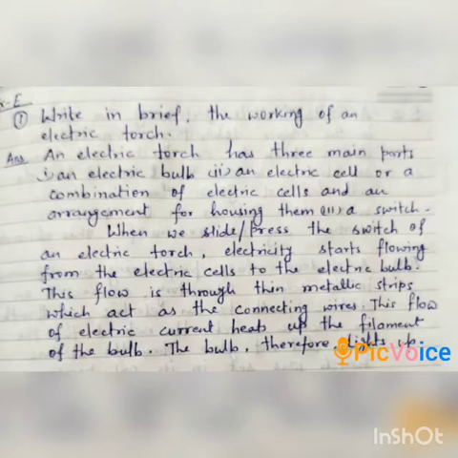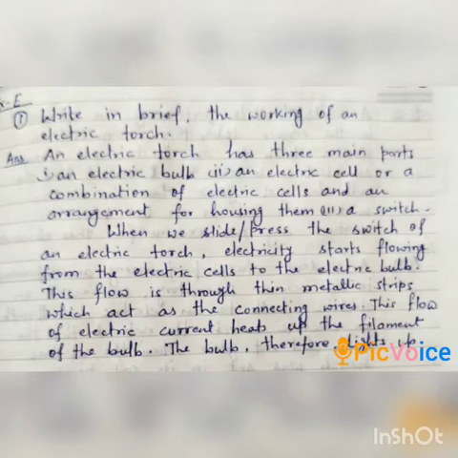At first, in short, we will write the structure of the torch. An electric torch has three main parts: an electric bulb, an electric cell or a combination of electric cells, and an arrangement for housing them, and a switch. These are the requirements for an electric torch.